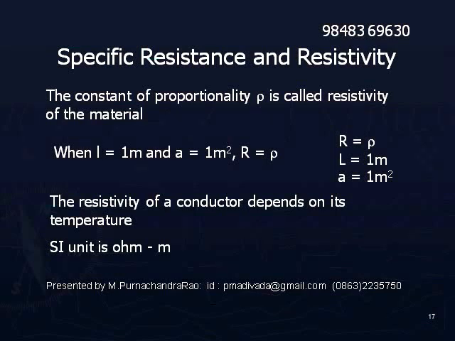The resistance of a conductor of 1 meter length and area of cross section 1 square meter is a measure of its specific resistance or resistivity. The resistivity of a conductor depends on the temperature. It is measured with the unit ohm meter.